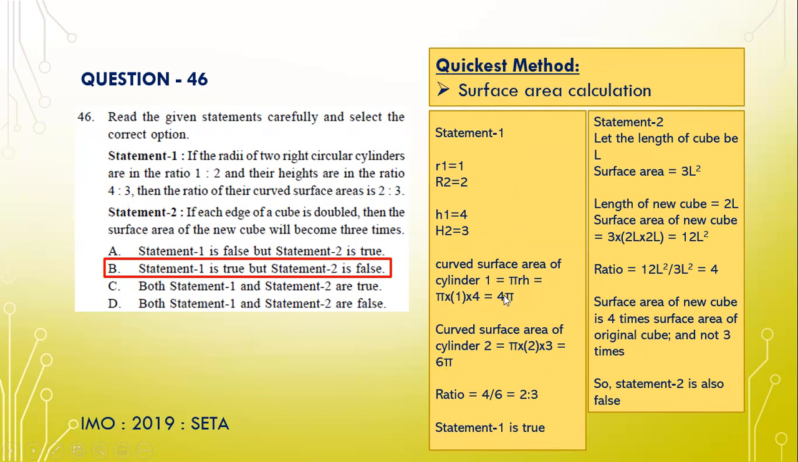So the ratio will be 4 pi upon 6 pi. So it is 4 upon 6. What is 4 upon 6? 4 upon 6 is 2 upon 3. So the ratio of the curved surface areas will be 2 upon 3. So the first is true. Statement 1 is true.